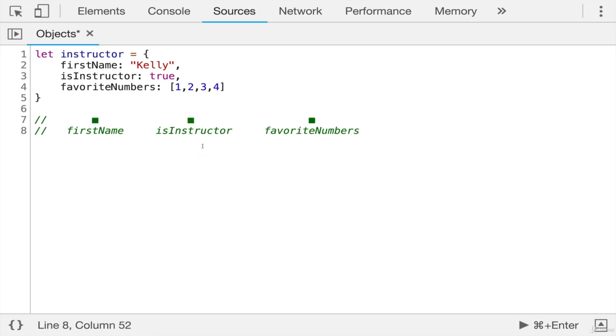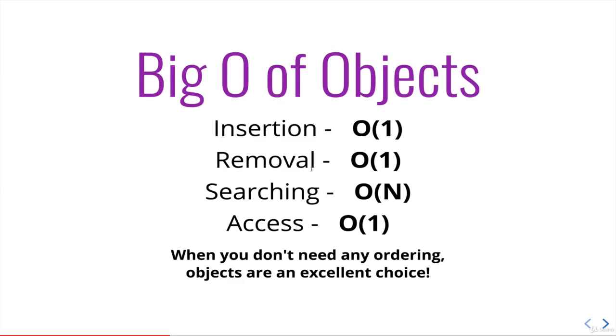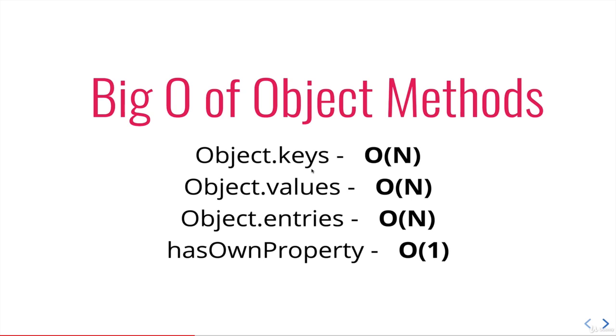If we wanted to know, is true stored in our object somewhere, we'd have to check. First name, what's your value? And then we look at it, it's Kelly. All right, that's not it. Is instructor, what's your value? True. All right, so there is true in here. But potentially, as the number of properties in there grows, as n grows, so does the amount of time it takes to do that. So now let's go on to some of the methods that objects come with.